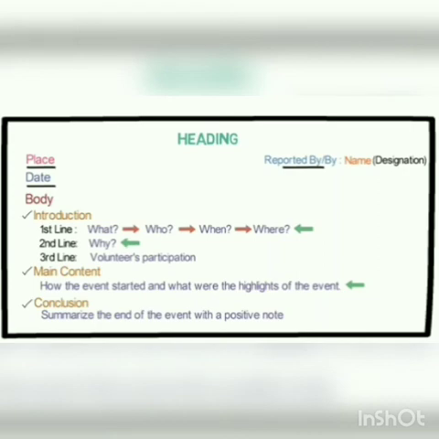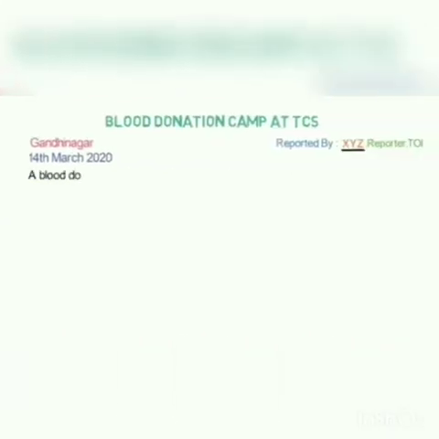And in the second line, what you are going to write? Why? Why such an event occurred? And then you will be writing about the volunteers' participation. And the main content is the how the event was organized and the highlights of the event. Now let's start to write.